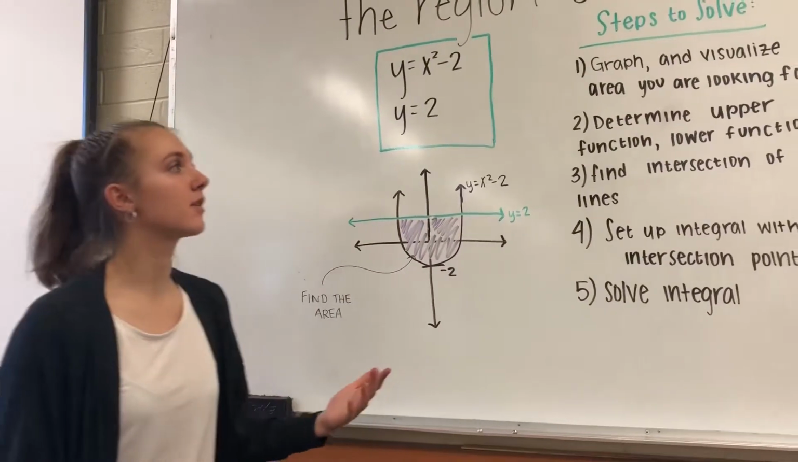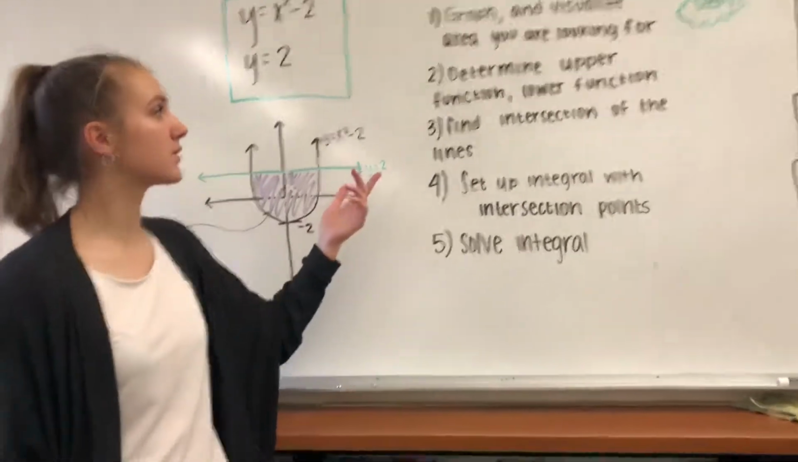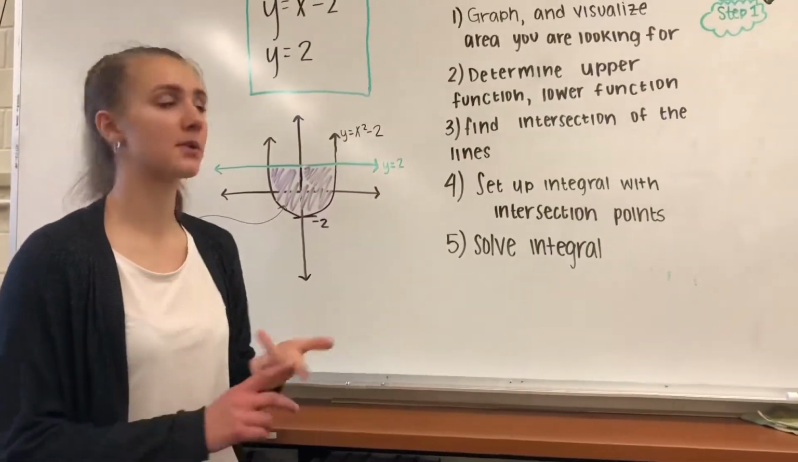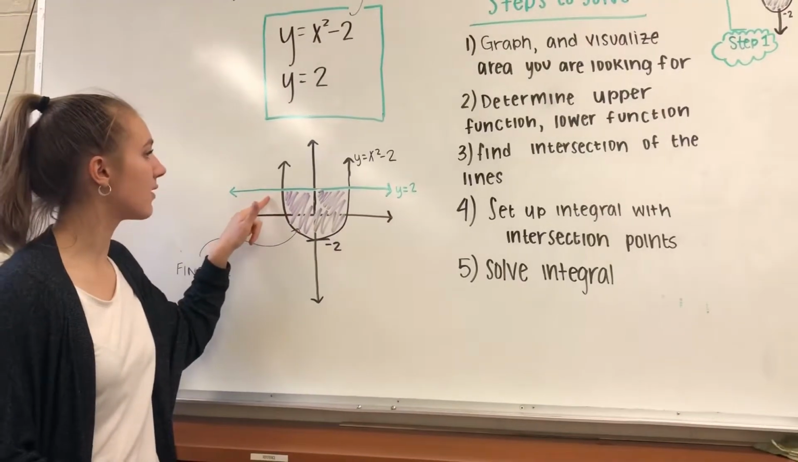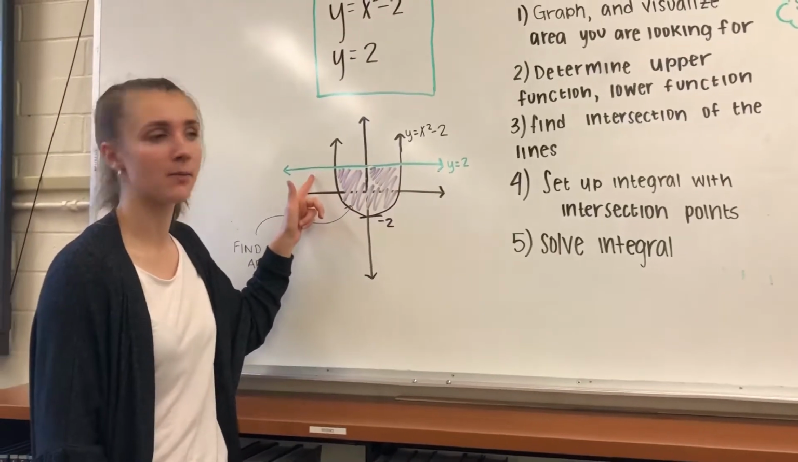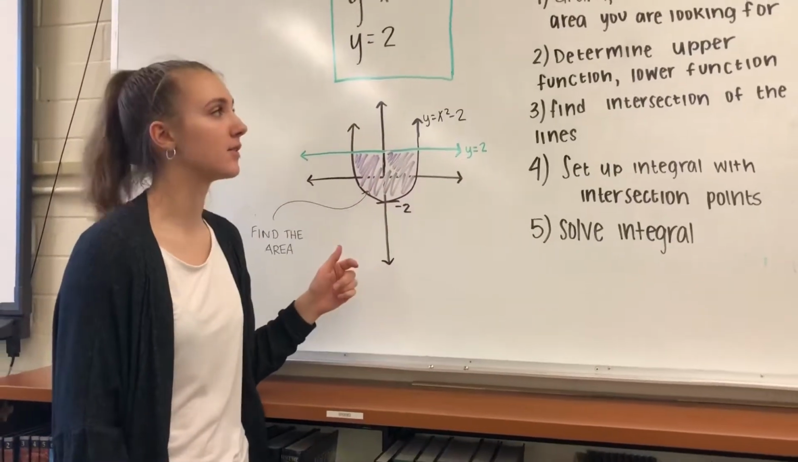So going deeper, the next step is, after you graph it, you want to determine what the upper function is and what the lower function is. We can see here that the upper function will be bound by y equals 2, and the lower curve is y equals x squared minus 2.